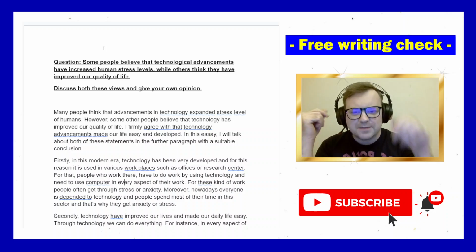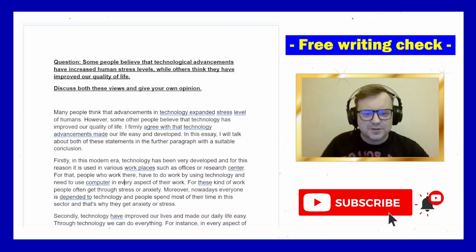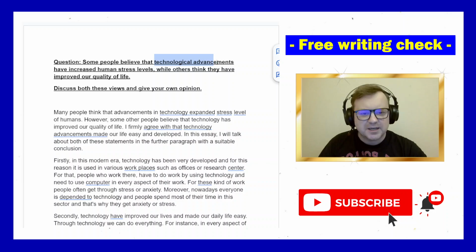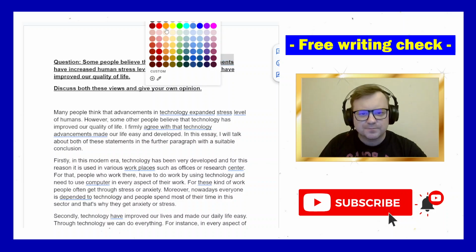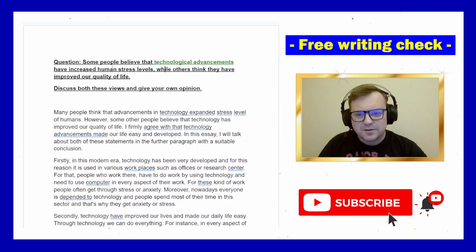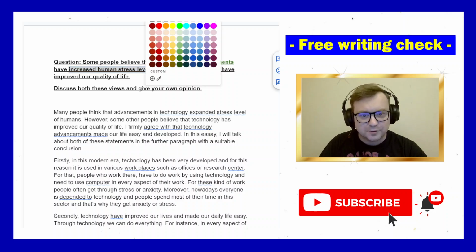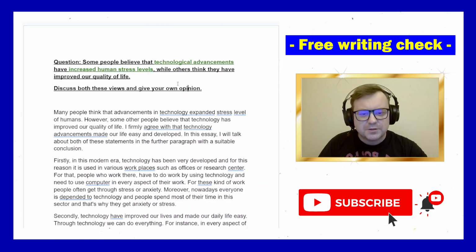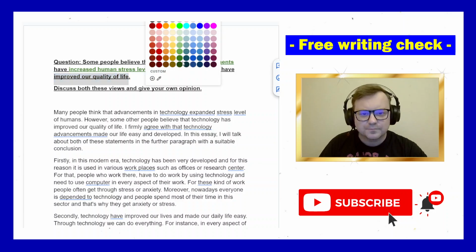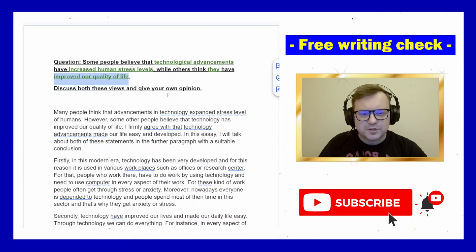So the question is, some people believe that technological advancements have increased human stress levels. So cause and effect, technological advancements. What have they done? They have increased human stress levels. That's one view. But there's another view. Others think that they, meaning technological advancements, have improved our quality of life. Discuss both these views and give your own opinion.